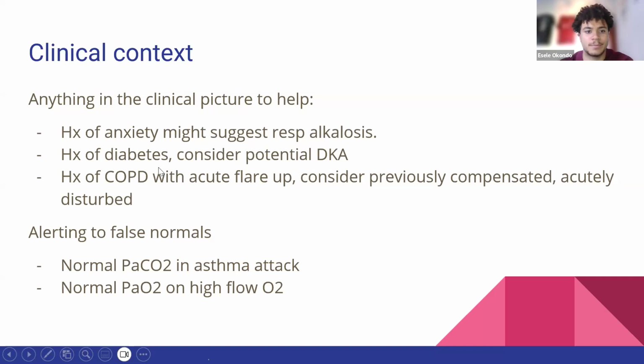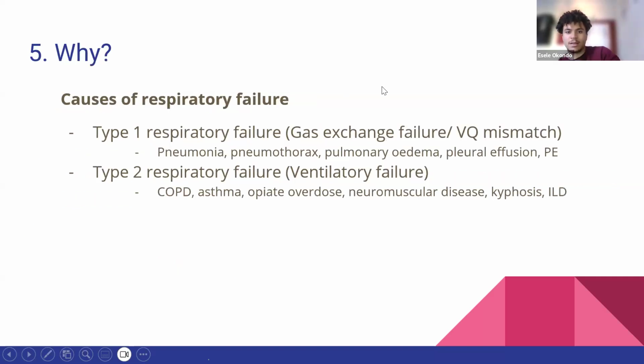So yeah, next slide. Your causes of type 1 and type 2 respiratory failure, which many of you guys mentioned earlier on. So type 1 respiratory failure, you have a failure in gas exchange or a VQ mismatch. So a mismatch between the perfusion and the delivery of oxygen to those areas of your lungs. So that can happen in pneumonia, pneumothorax, pulmonary edema, pleural effusion, PE. You get type 1 respiratory failure, and type 2 respiratory failure is a failure in ventilation.